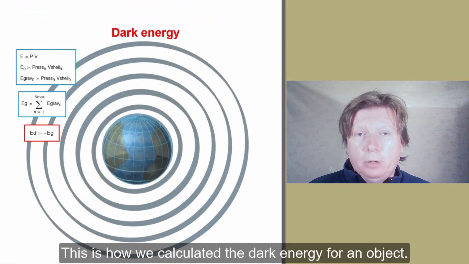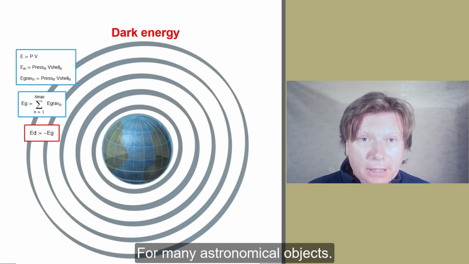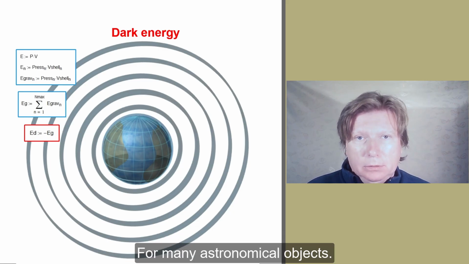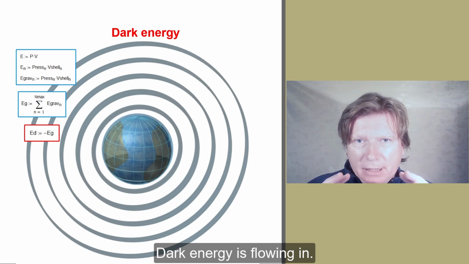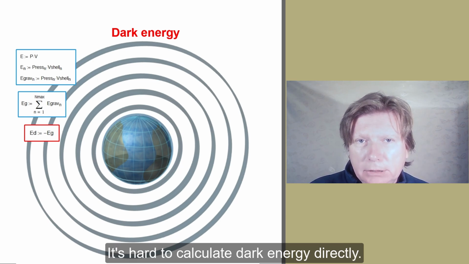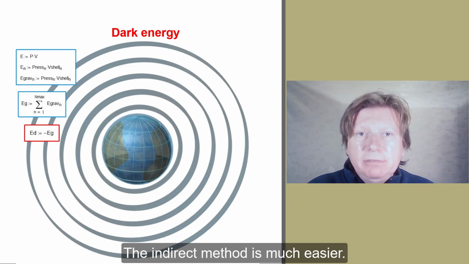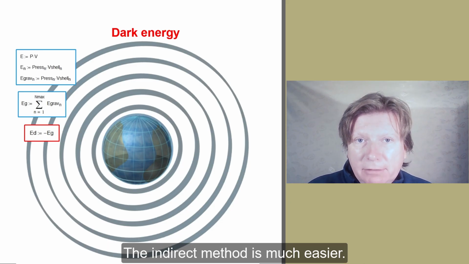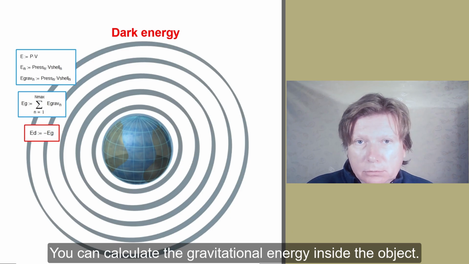This is how we calculated the dark energy for an object, for many astronomical objects. Dark energy is flowing in. It's hard to calculate dark energy directly. The indirect method is much easier. You can calculate the gravitational energy inside the object.